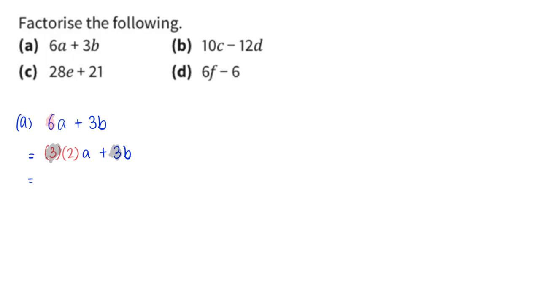So the common factor 3 will be taken out, and I'm left with my remaining answer, which will be 2a plus b. And we are done with this question. Alright, we have successfully factorized the question. Let's move on to part B.